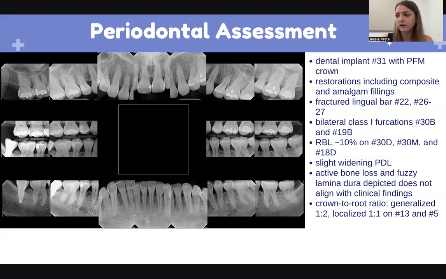There was no CAL value assessed, so the periodontal classification was done through radiographic bone loss, which was about 10%. The crown to root ratio was generalized 1 to 2 and localized 1 to 3 on 13 and 15 because of root resorption. Although these images depict active bone loss and fuzzy lamina dura in some areas, this does not line up with the clinical findings of the gingival descriptions and pocket depths.